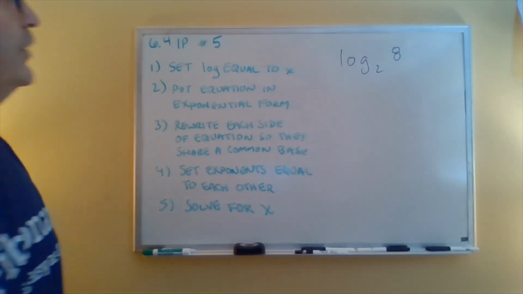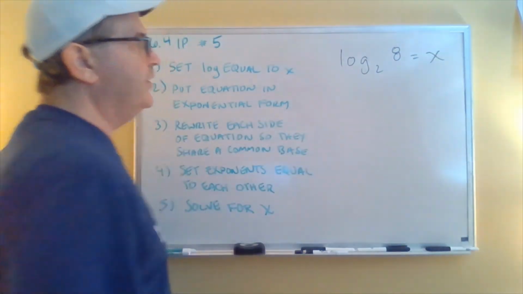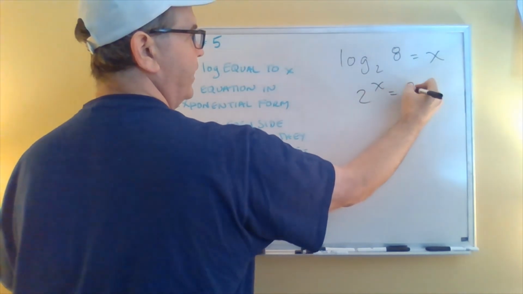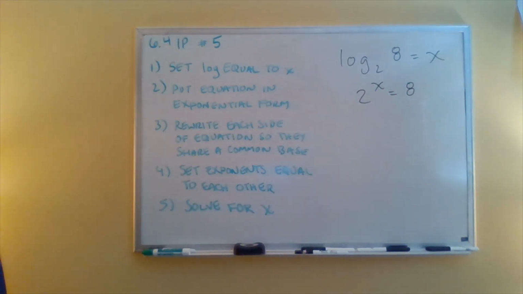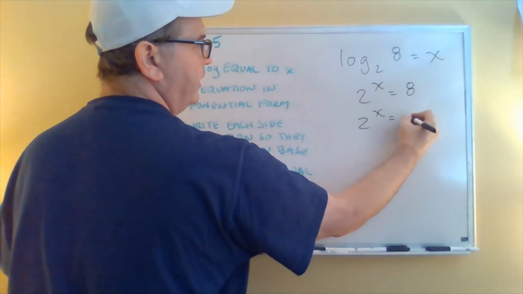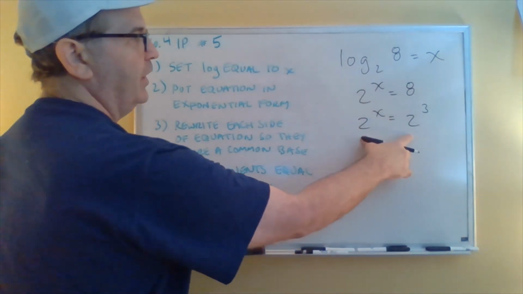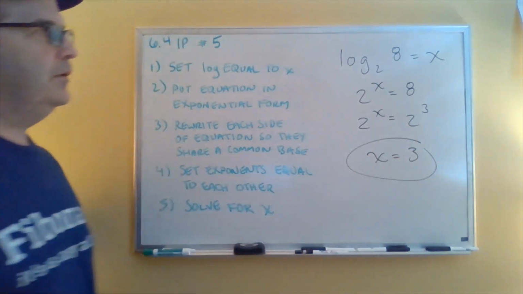In this question, we are asked to evaluate log base 2 of 8. We set that equal to x and then rewrite that equation in exponential form. So 2 to the x equals 8. We need to rewrite so each side has a like base. We keep 2 to the x, and we can rewrite 8 as 2 to the 3rd power. Since we have like bases, we can set our exponents equal to each other, so x equals 3.